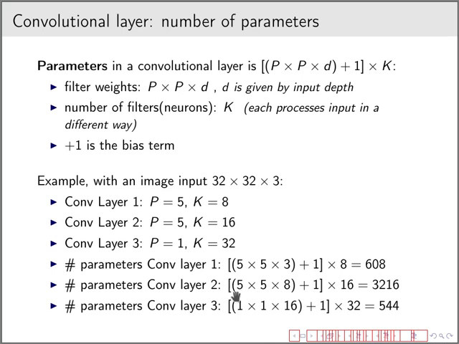The second layer, 5 by 5 by 8. Why is 8? Because we have 8 neurons on the previous one, so 8 matrices to process, plus 1, which is the bias, times 16 filters. So 3,200 and something. And the third layer has 1 by 1 filters, and you can imagine what is the effect of a 1 by 1 convolutional filter. Actually it is 1 by 1 by 16.